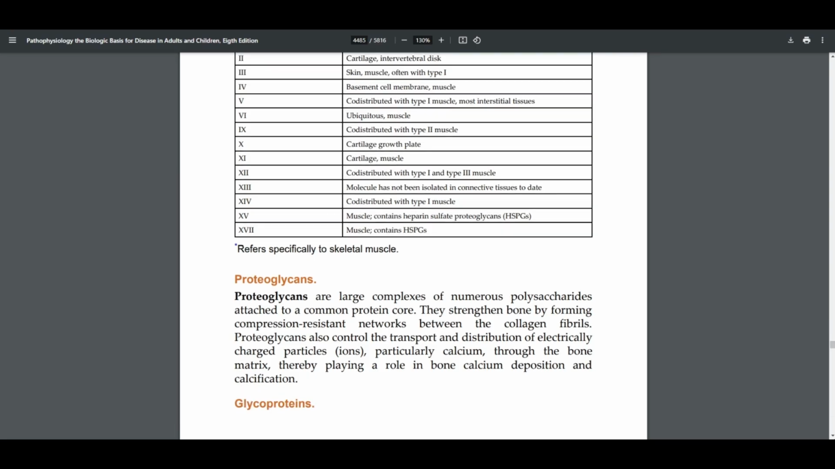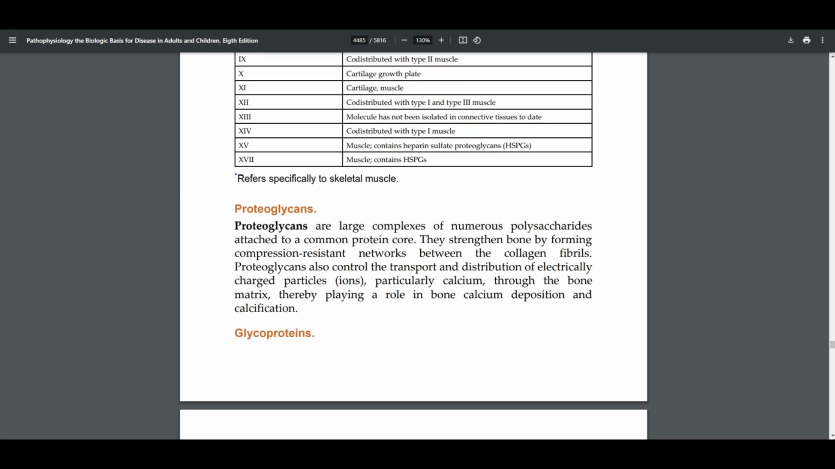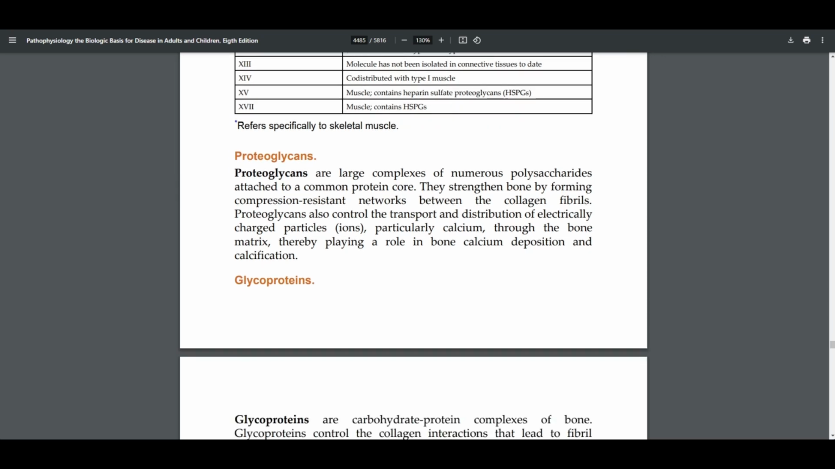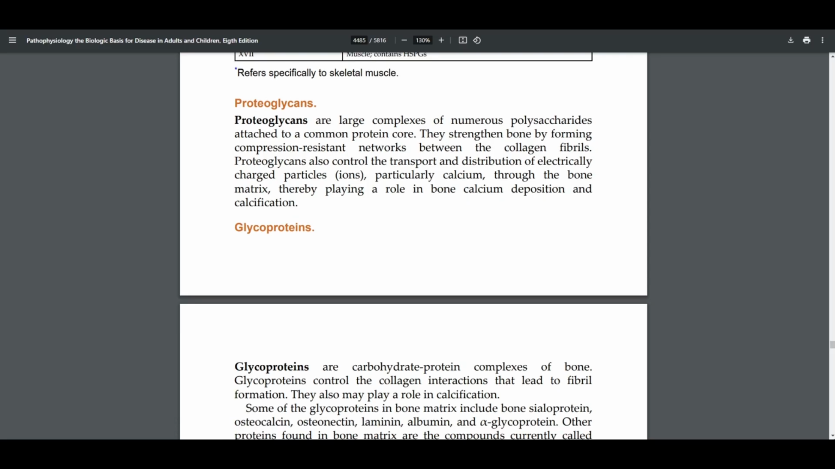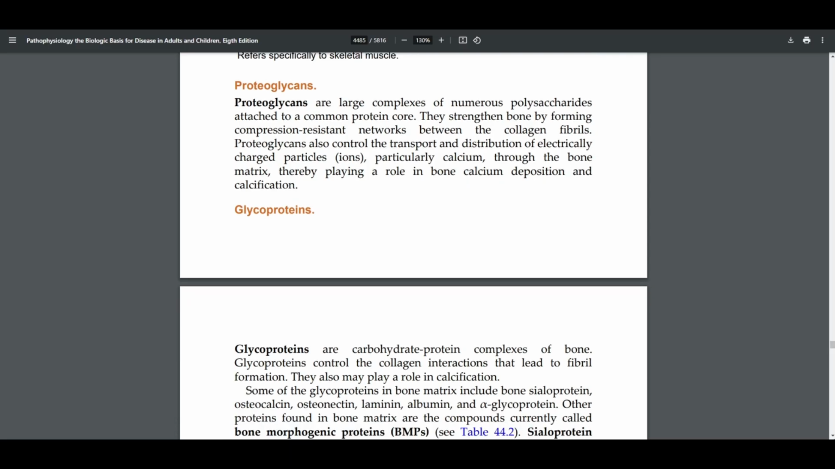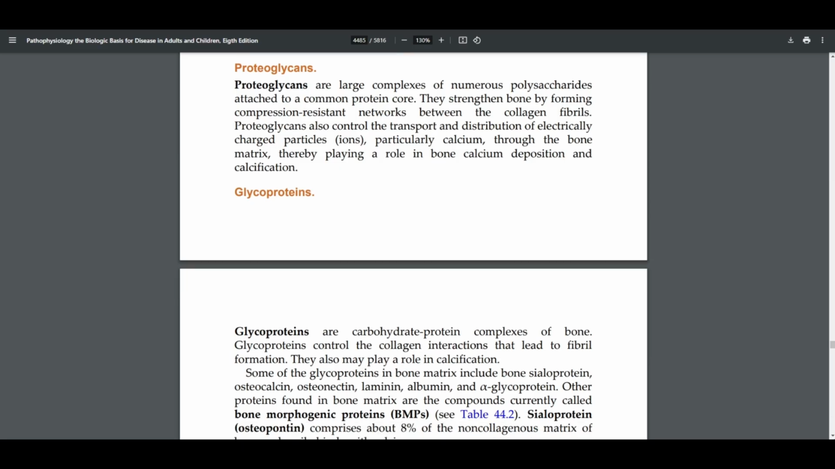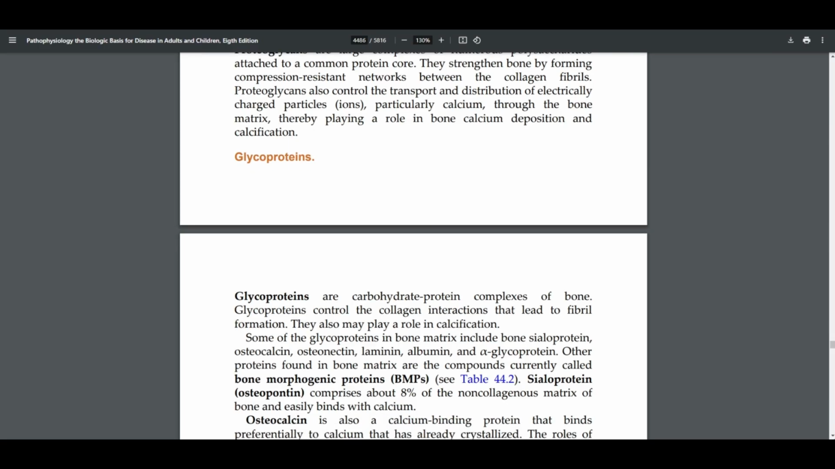Proteoglycans are large complexes of numerous polysaccharides attached to a common protein core. They strengthen bone by forming compression-resistant networks between the collagen fibrils. Proteoglycans also control the transport and distribution of electrically charged particles, particularly calcium, through the bone matrix, thereby playing a role in bone calcium deposition and calcification.